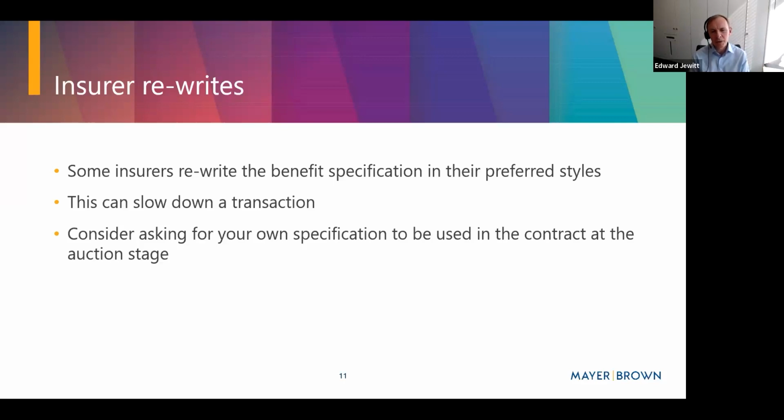And I'd recommend that you do that at the point that you are in an auction stage. In other words, you've got more than one insurer interested in your business. If you wait until you're in exclusive discussions with one insurer, then you've got less leverage.